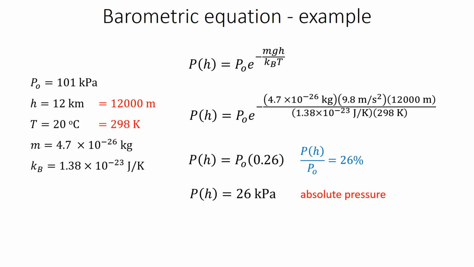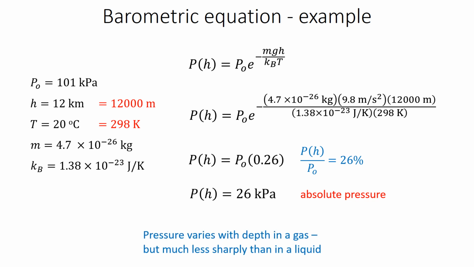Now, in comparison to pressure changes in a liquid, here we see that the pressure changes much more gradually with depth. Starting from up above, a descent of 12,000 meters only increases the pressure by a factor of 4. By comparison, you only need to swim about 40 meters below the surface of the ocean in order to quadruple the pressure.